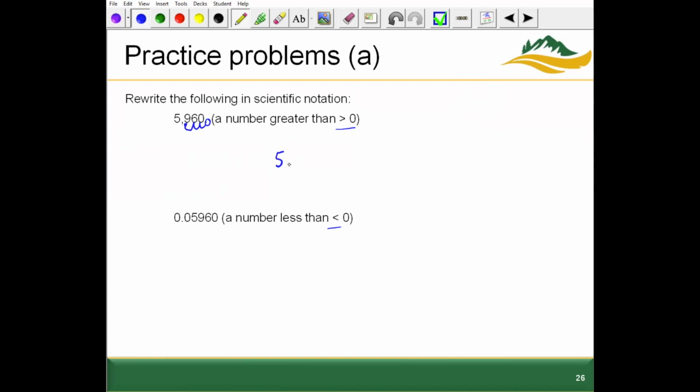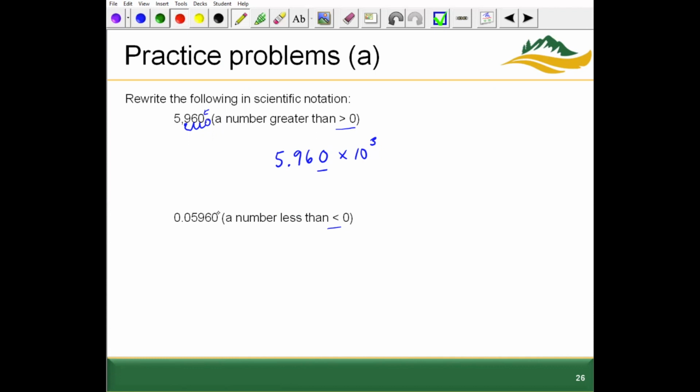This becomes 5.960 times 10 to the 1, 2, 3. Importantly, I'm keeping this 0 in here because it is a sig fig. And it is a sig fig because we have that decimal point there, meaning that we do count this 0 as part of a significant digit that matters for that value.